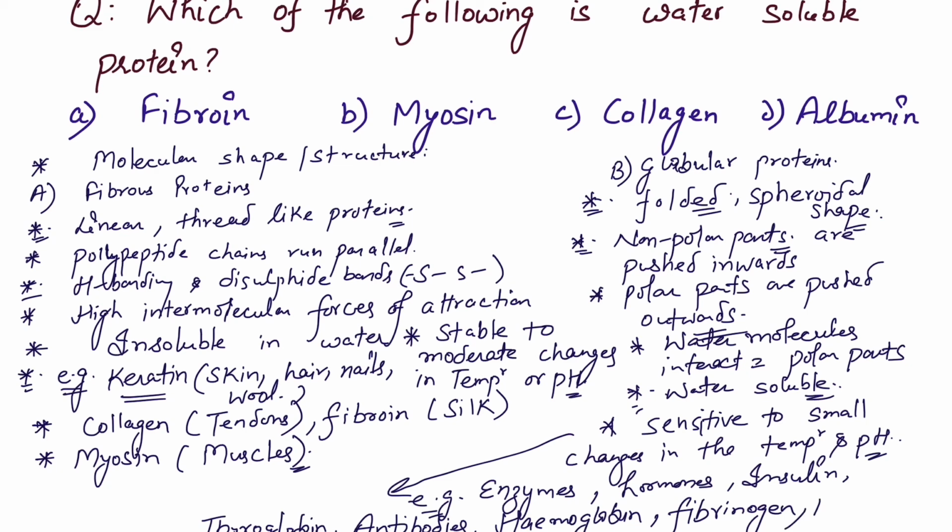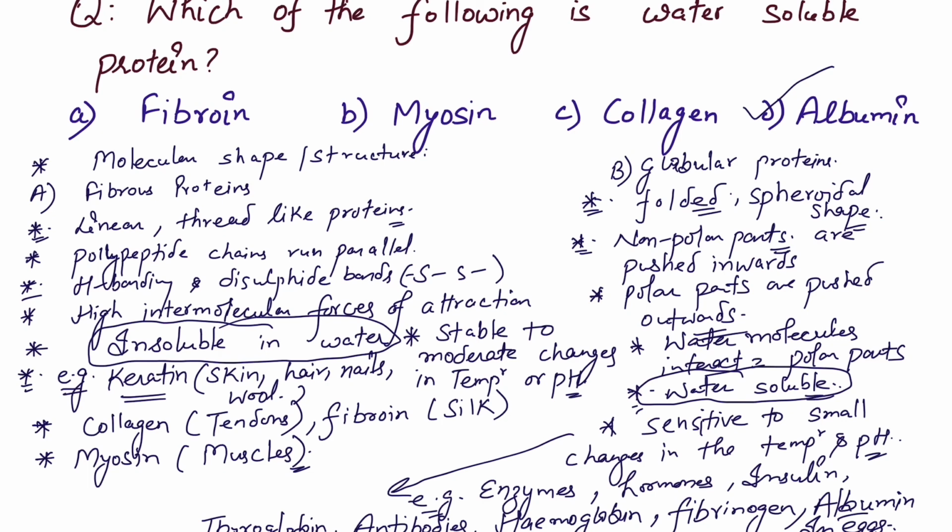And the last one is albumin, that is in eggs. So albumin is an example of globular protein, and globular proteins are basically water soluble proteins. So this was asked in the question, which of the following is a water soluble protein. Fibrous proteins are insoluble, so D is our answer. Water soluble protein is albumin.